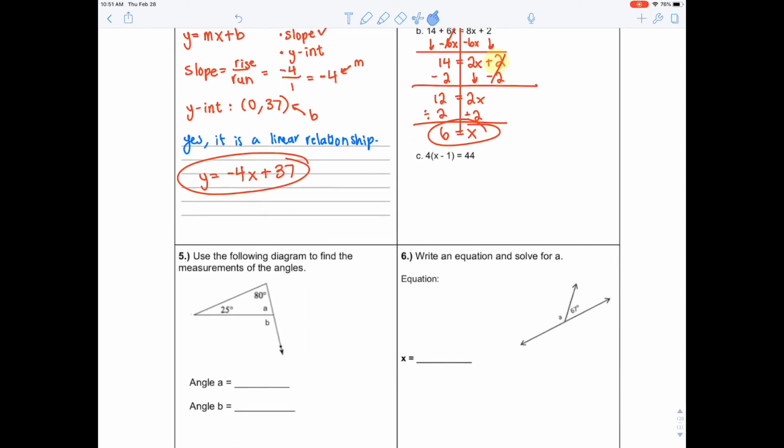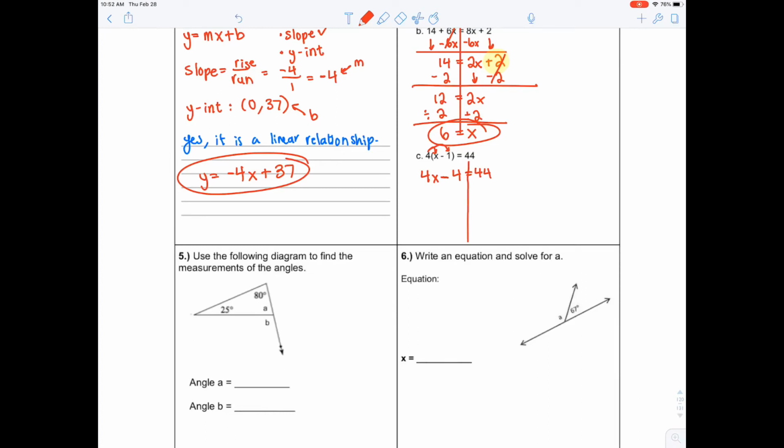Okay, last equation. Here, I told you guys that whenever you see a number outside of parentheses like this, you need to distribute. So we're going to multiply 4 by each of those terms. So 4 times x is 4x. We're going to keep this minus sign here. 4 times 1 is 4. So now I have 4x minus 4, and that is equal to 44.